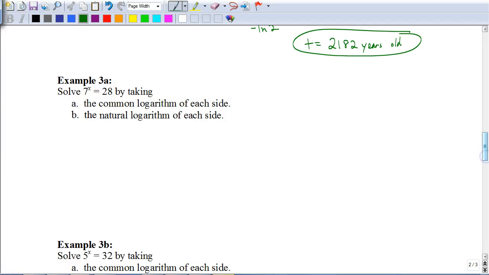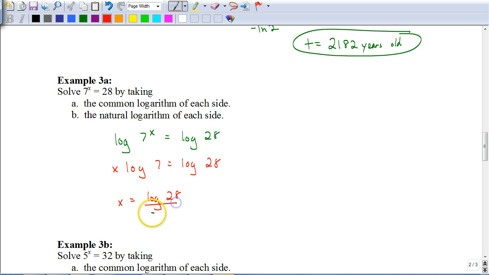For a problem like this, they just want you to see what your answer would be if you took the common logarithm of each side versus the natural logarithm of both sides. So for this one, we take the log of 7 to the x power equals a log of 28. Remember, I would write this as x times a log of 7 equals a log of 28. Divide both sides by the log of 7. And when you do that on your calculator, you're going to end up getting 1.712 as your answer.